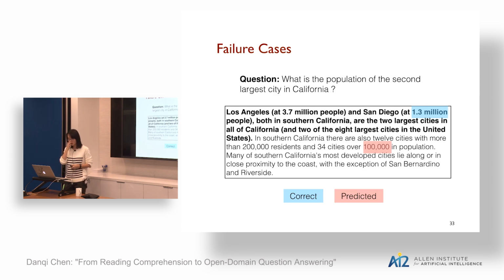Here is another example that I think most of the current systems still fail. The question is, what is the population of the second largest city in California? To answer this question correctly, the system has to find the first sentence in this paragraph, and also find out that there are two cities mentioned in this paragraph. They are the two largest cities, with the population mentioned in brackets, and the system has to figure out which is the second largest. So this probably is still beyond the scope of the current reading comprehension systems. Probably for this case, we need something like semantic parsing.